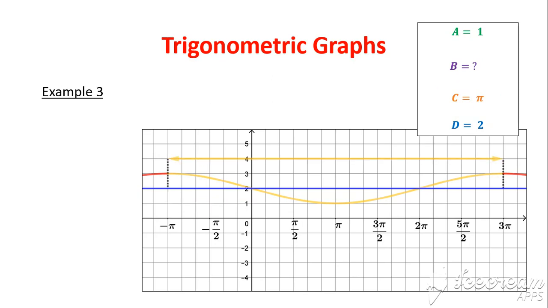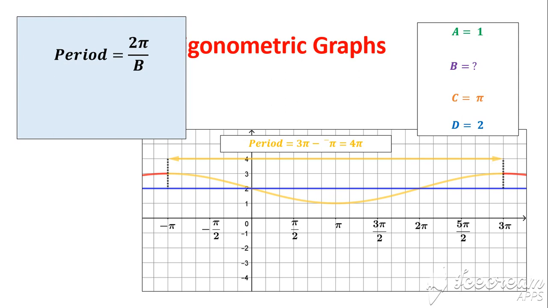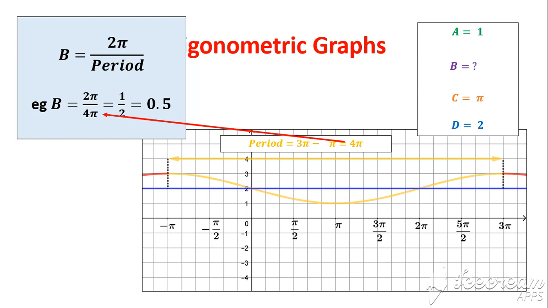Now we're going to work out the period once again. The distance here is 3 pi, subtract the -pi, gives us a period of 4 pi. So the period of this graph is 4 pi. Now let's use this formula once more. The period is equal to 2 pi divided by the number b, so b is equal to 2 pi divided by the period, which is 4 pi. The pi's cancel out, and 2 over 4 simplifies down to just a half. So b is equal to the number 1/2, or 0.5.